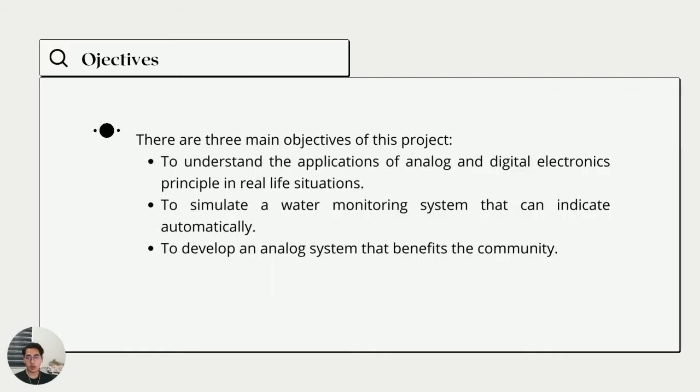Therefore, there are 3 main objectives of this project. The first one is to understand the applications of analog and digital electronics principles in real-life situations. The second objective is to simulate a water monitoring system that can indicate automatically. And the last objective is to develop an analog system that benefits the community.